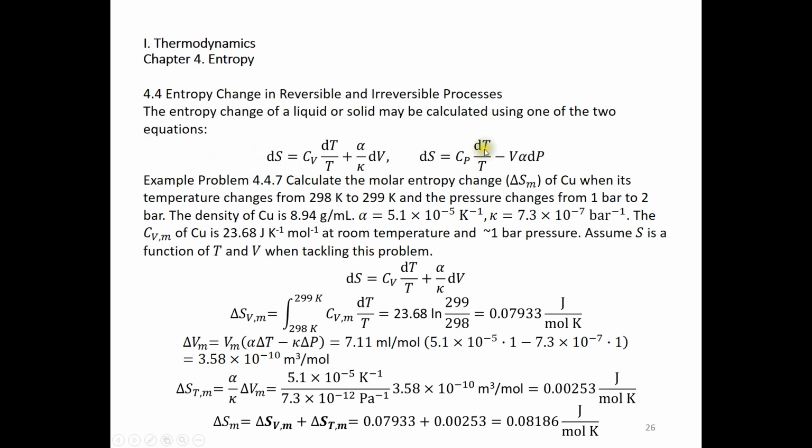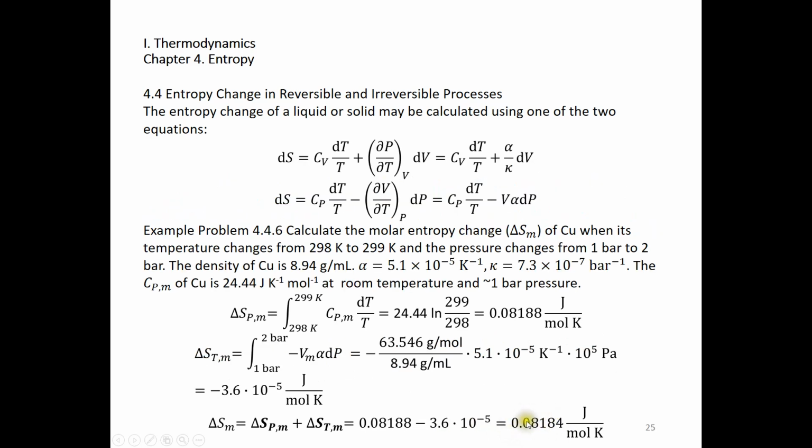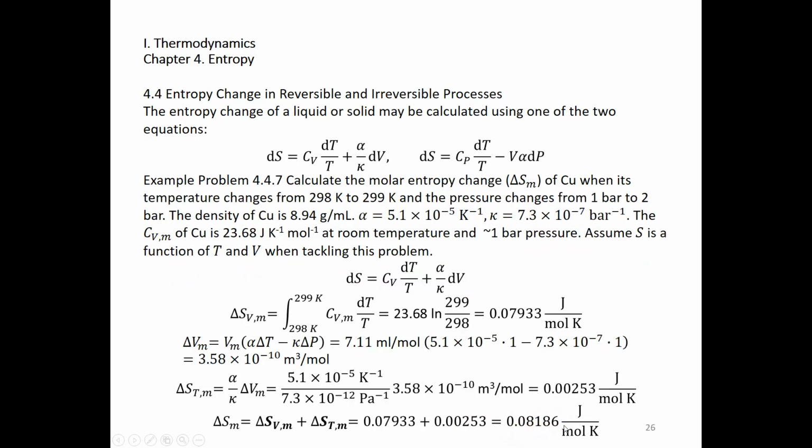So that's why you can use this equation, or this equation over here. We look at how entropy changes with temperature when the volume is constant, and then how entropy changes with volume when temperature is constant, and then we sum it up. Over here we look at how entropy depends on temperature when pressure is constant, and then how entropy depends on pressure when temperature is constant, and then we sum up to delta S. Either way, you should get the same numerical value, like I showed you here, 0.08186, and over here 0.08184. They are essentially the same.